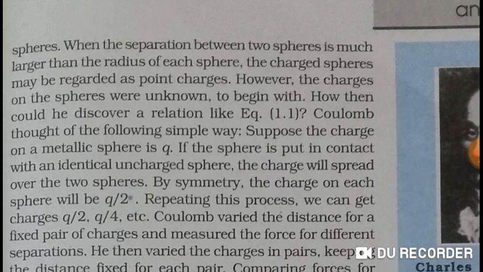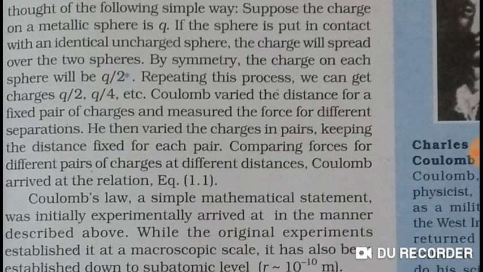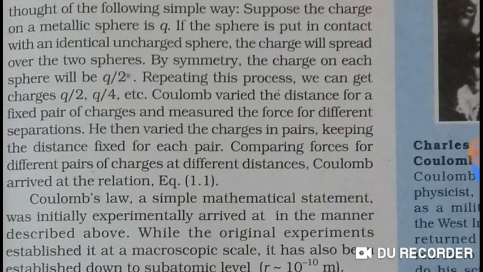However, the charges on the spheres were unknown to begin with. How then could he discover a relation like equation 1.1? Coulomb thought of the following simple way. Suppose the charge on a metallic sphere is Q. If the sphere is put in contact with an identical uncharged sphere, the charge will spread over the two spheres. By symmetry, the charge on each sphere will be Q/2. Repeating this process, we can get charges Q/2, Q/4, etc.